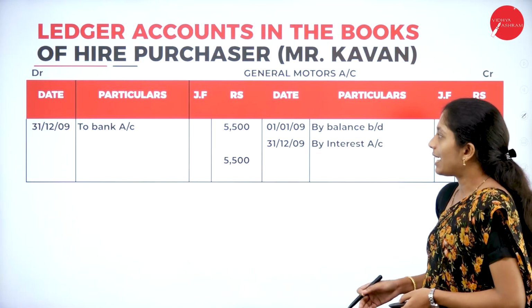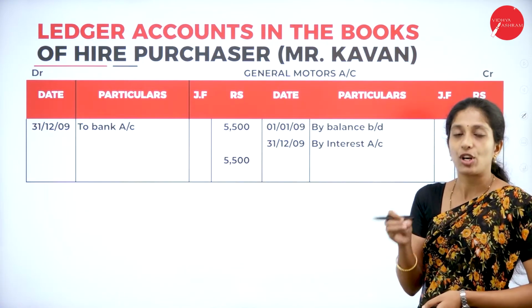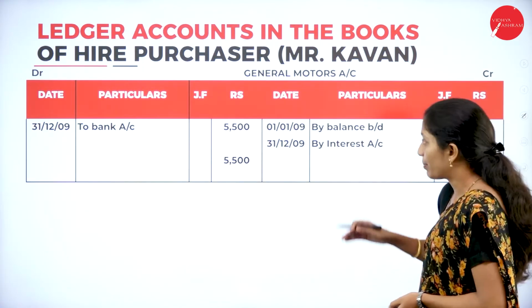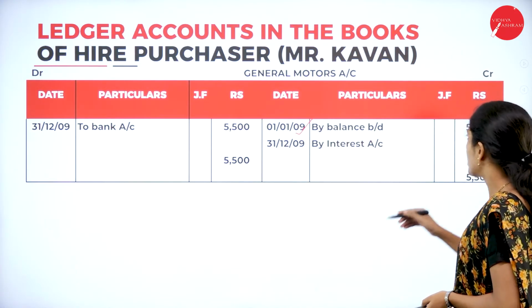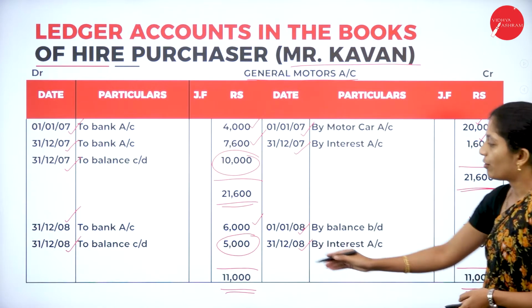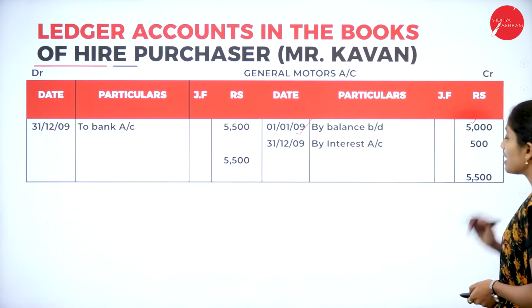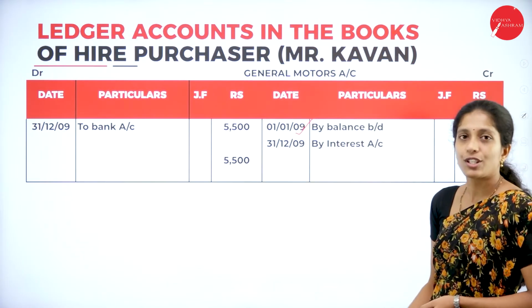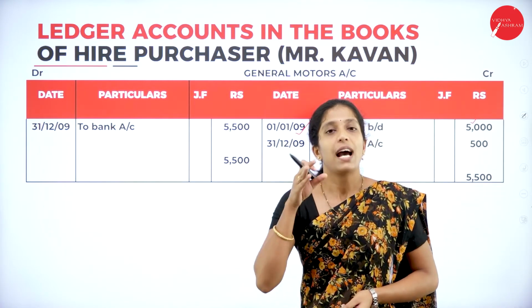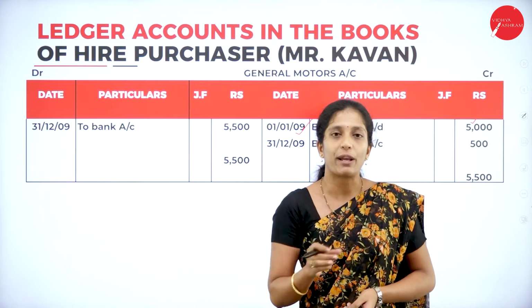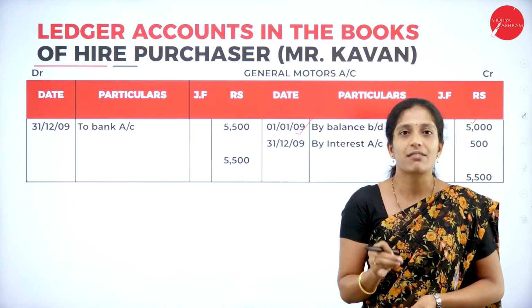Now moving on to the last year. Whatever amount you have carried down in the previous year, bring down that amount first. That is 1/1/09 by balance brought down, how much have you carried down? 5,000. Bring down that balance of 5,000. Next, as usual, except for the first year, in the rest of the years you don't have asset purchase as well as down payment. So your entry starts from interest due.